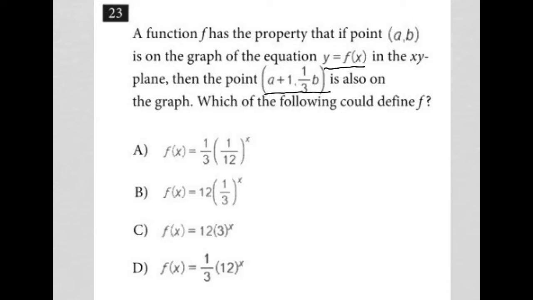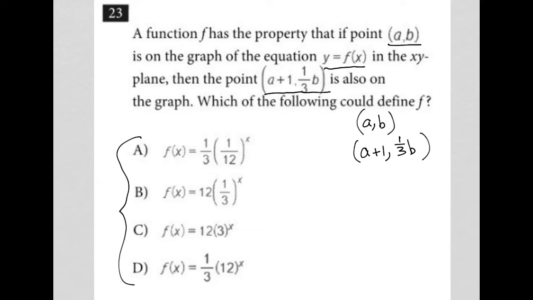Before we get to the answer or how to answer this question, we have to first understand what it is that we just read. What we've just read is that we have a point A, B, and then the A value increasing by 1, A plus 1, and the B value being multiplied by 1/3, 1/3 B. How does that relate to our answer choices? Notice that none of our answer choices contain A or B. So first, we need to do a little bit of conversion.